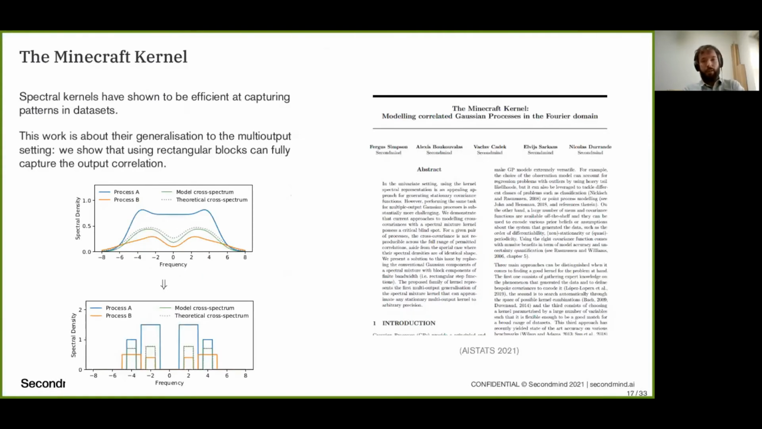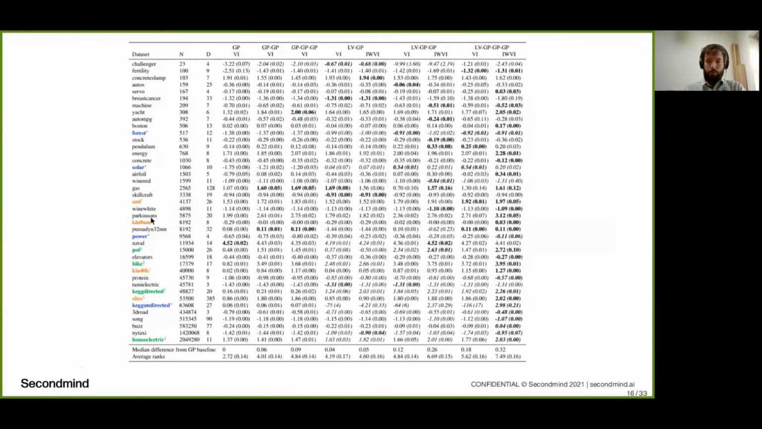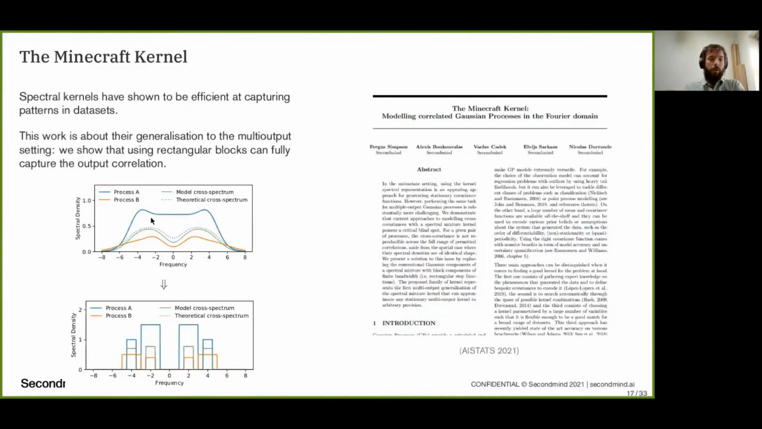The Minecraft kernel is one work that will be presented at ISTAT in a couple of weeks. So we know that spectral kernels are good at capturing patterns in data sets. The original paper was from Andrew Wilson, where the spectrum of the GP is modeled directly. So we look at the spectral representation of the covariance, the spectral density, and it is parameterized by a sum of Gaussian distributions, and that works very well.